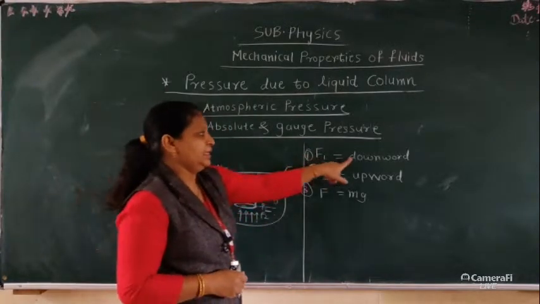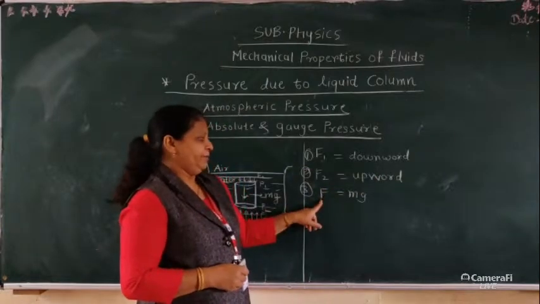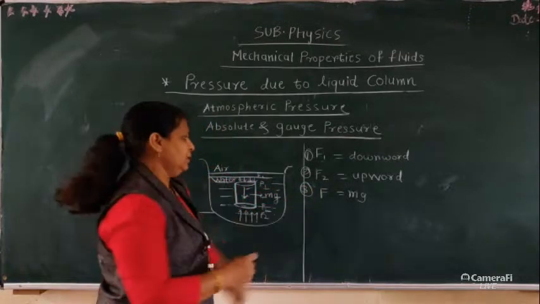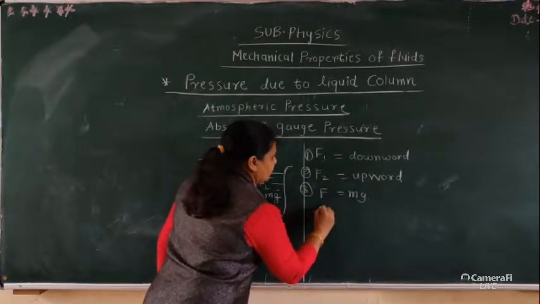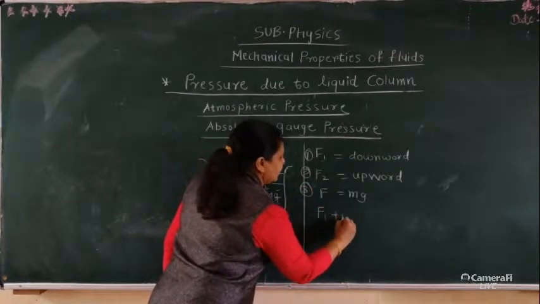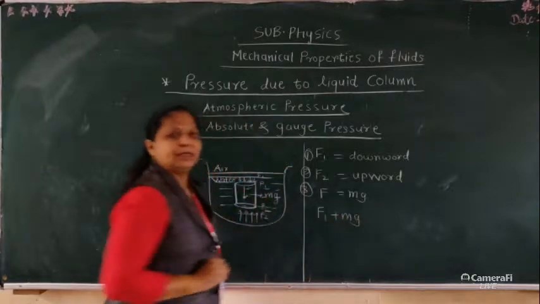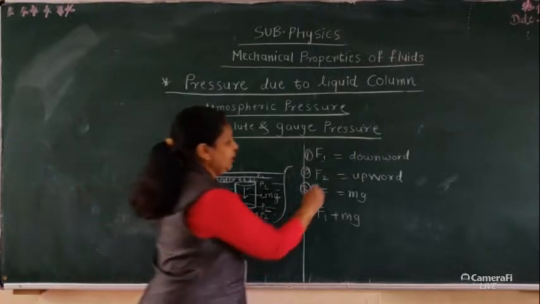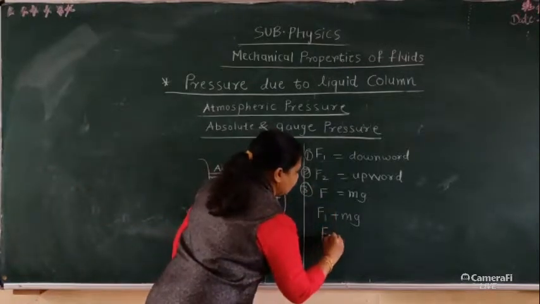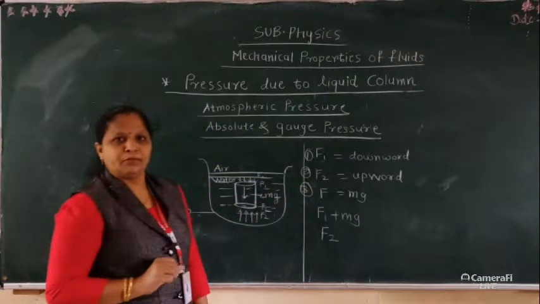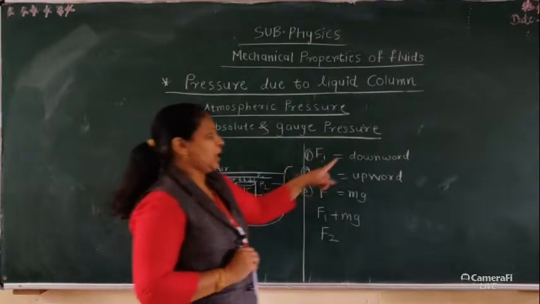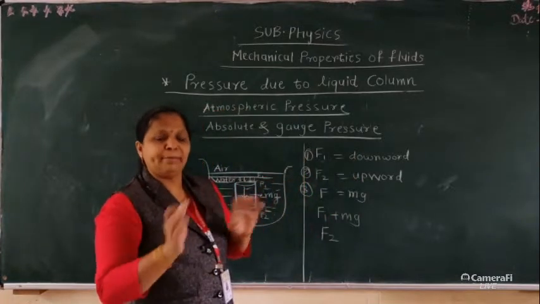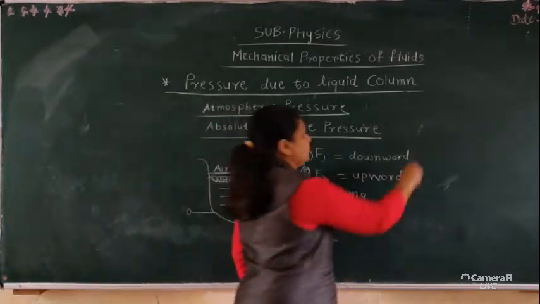Therefore, the downward force, F1 plus mg, is equal to the upward force. In downward direction, forces are F1 plus mg. Then in upward direction, F2. So the downward direction force and the upward direction force are equal. They balance each other.